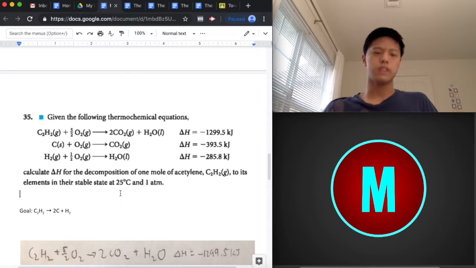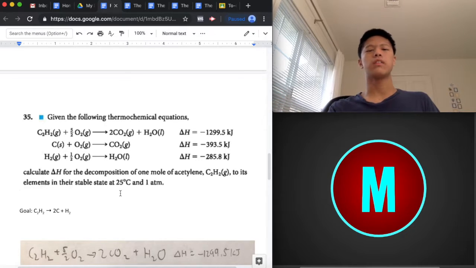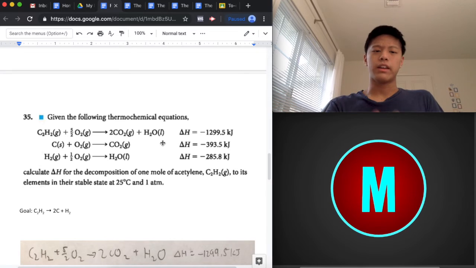And since the question said that you're supposed to get the C2H2 to the elements, you know that you can only have carbon and hydrogen in your final equation. So that means you'll have to eliminate both carbon dioxide and water. So the first step would be to find out how to get rid of those.